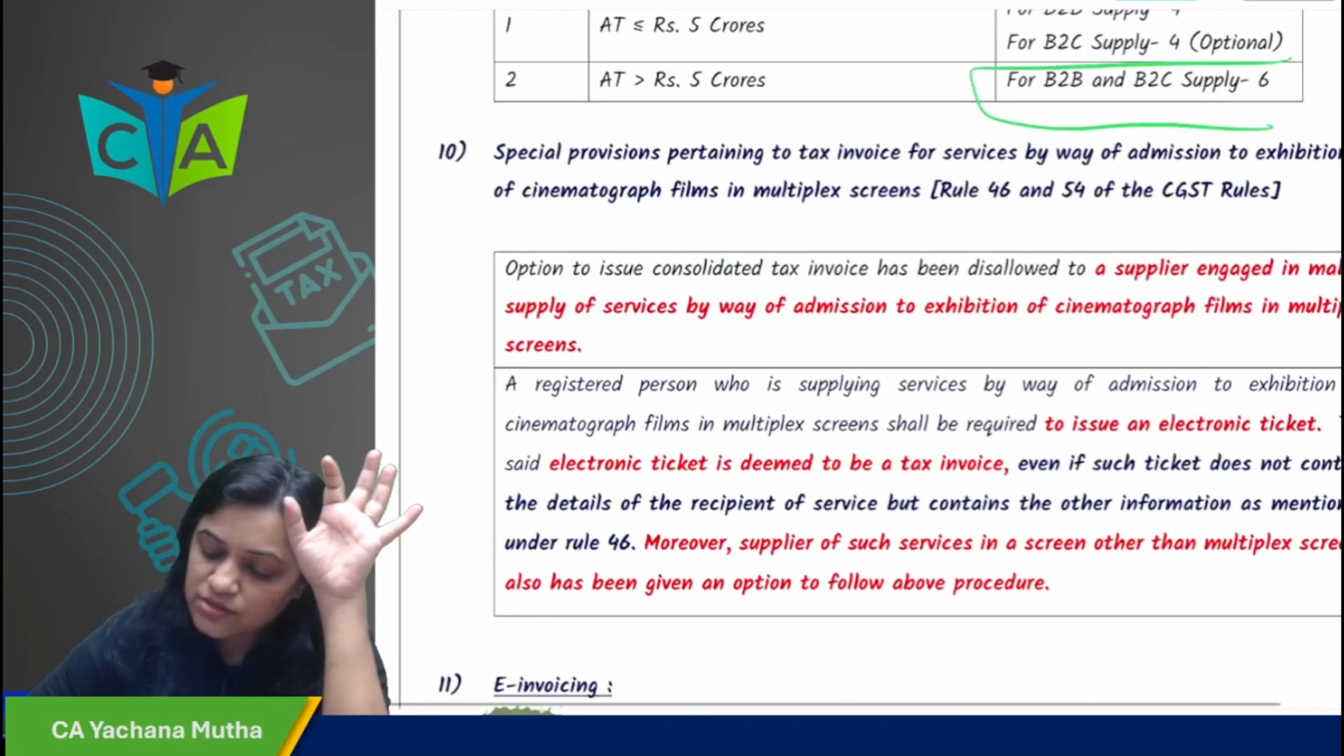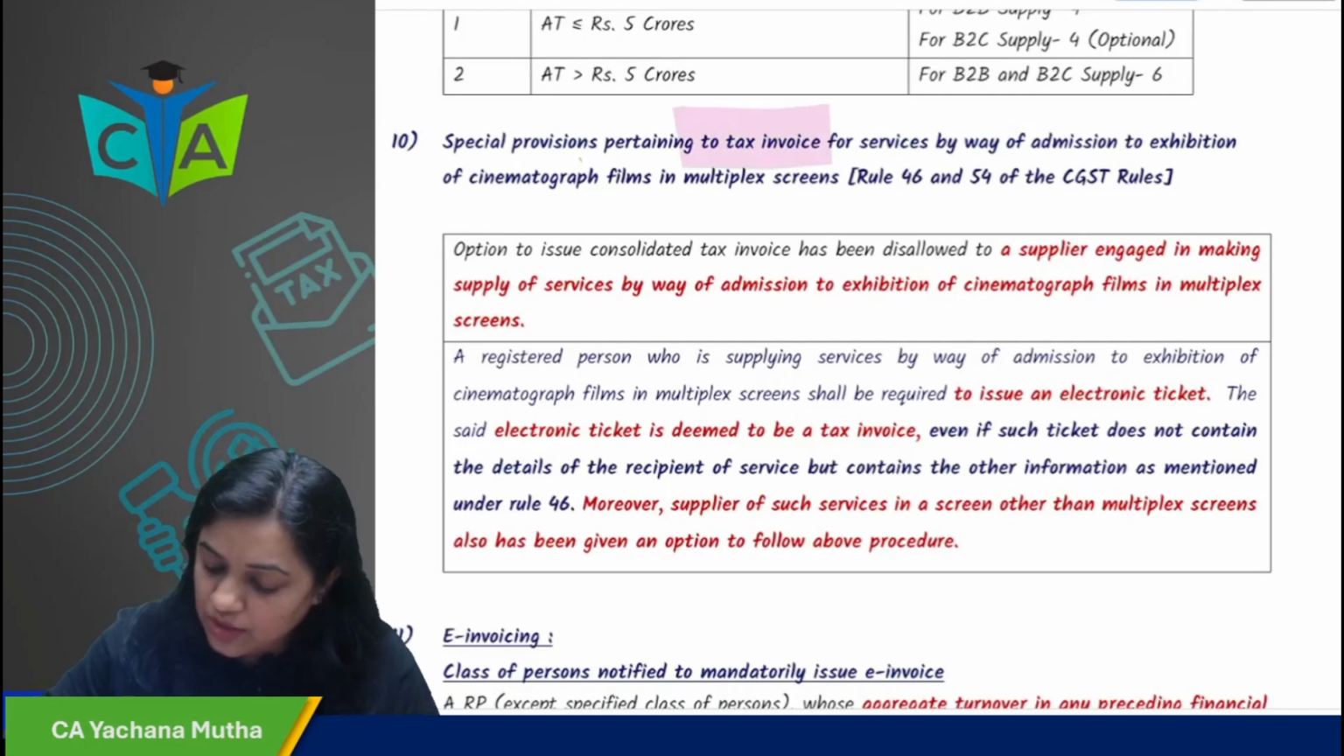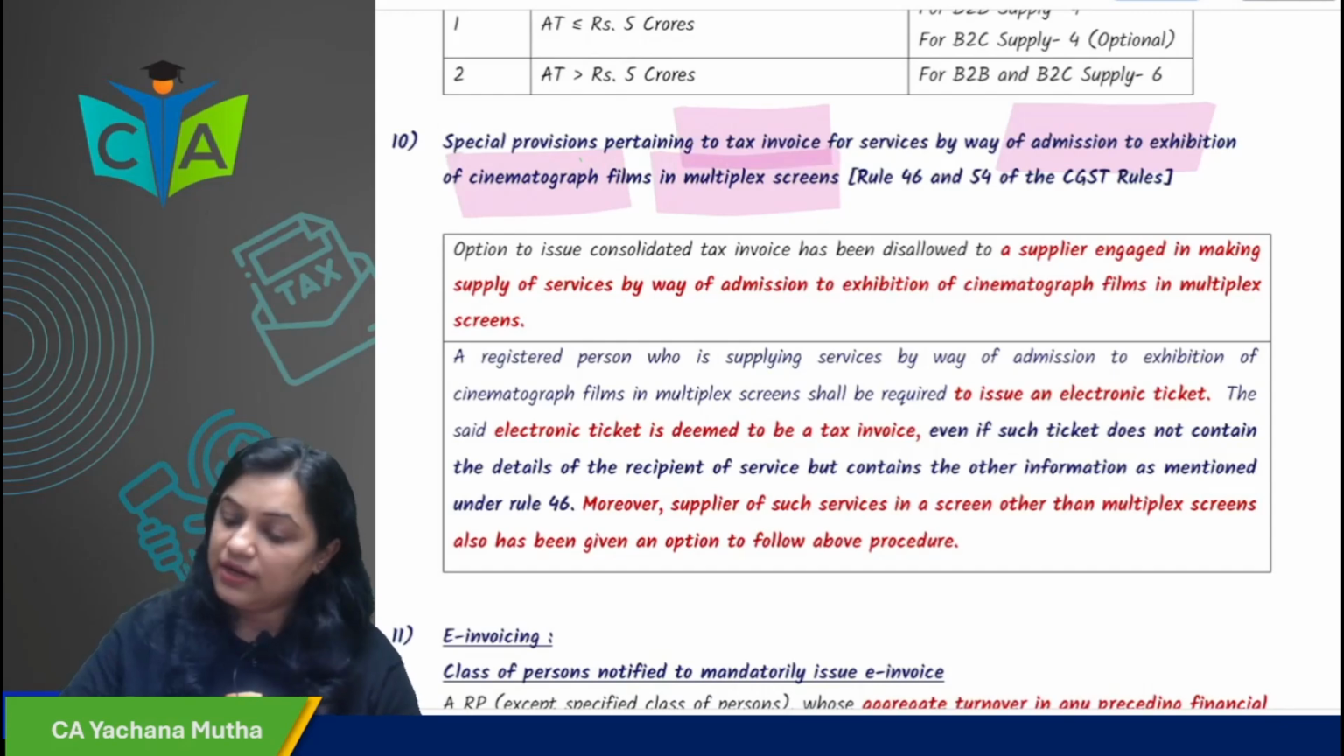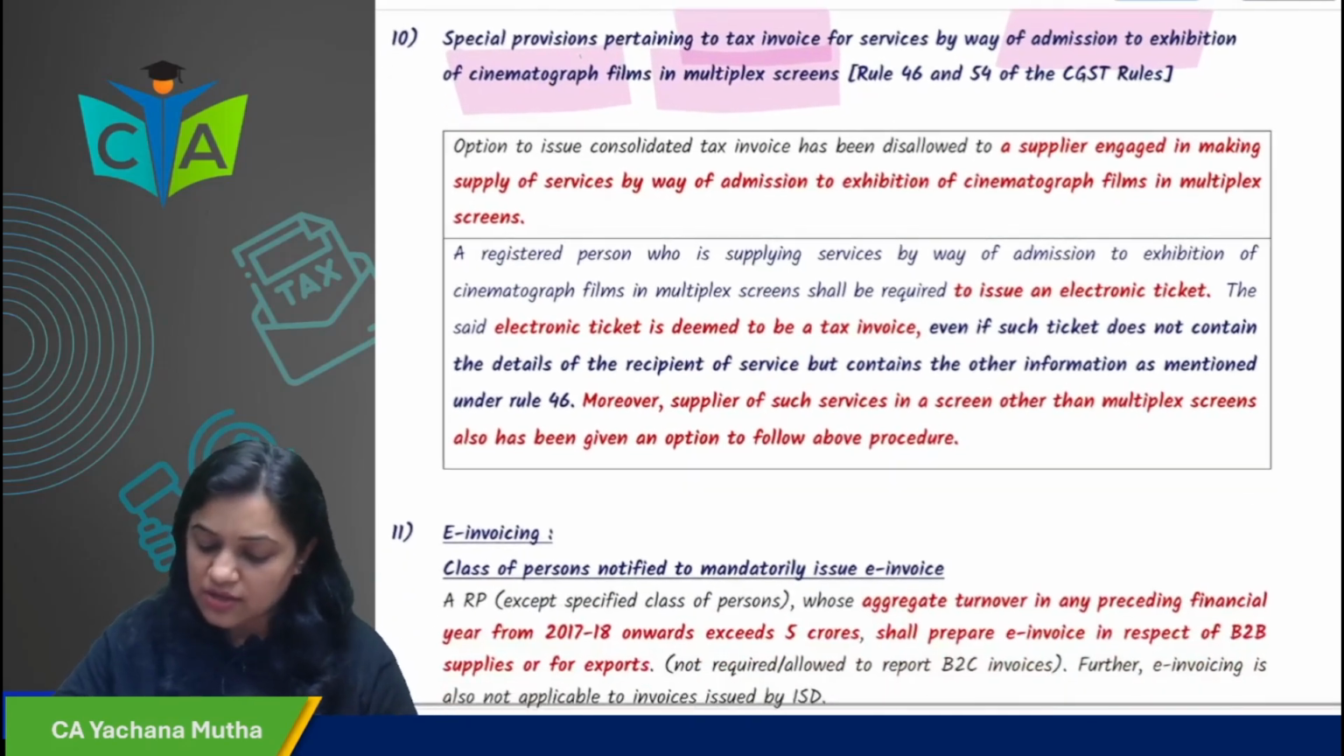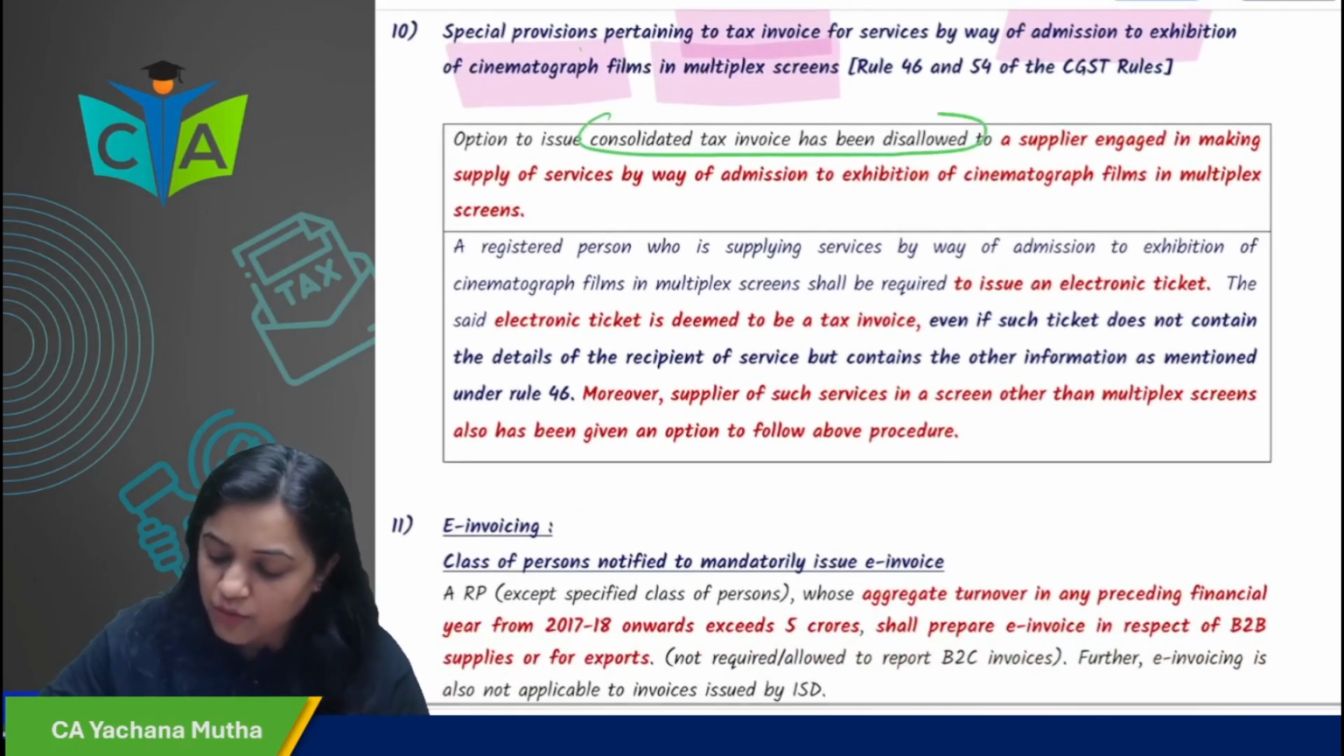Okay. Now next, special provision pertaining to tax invoice for service by way of admission to exhibition of cinematic film in a multiplex screen. So in case of a multiplex screen, the option to issue a consolidated invoice has been disallowed.